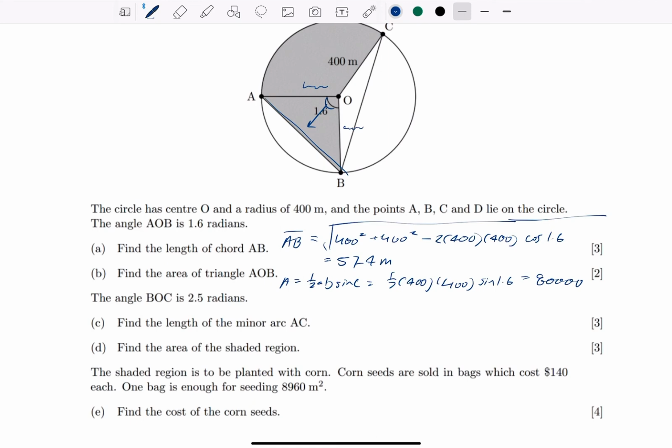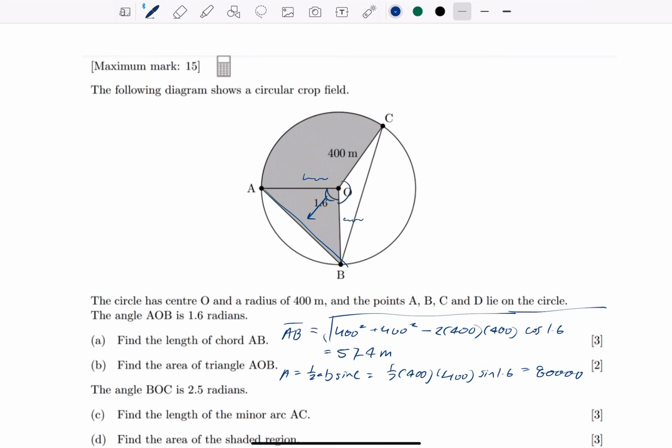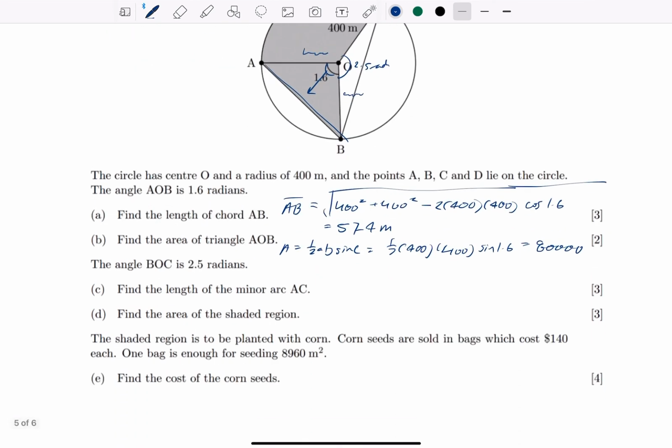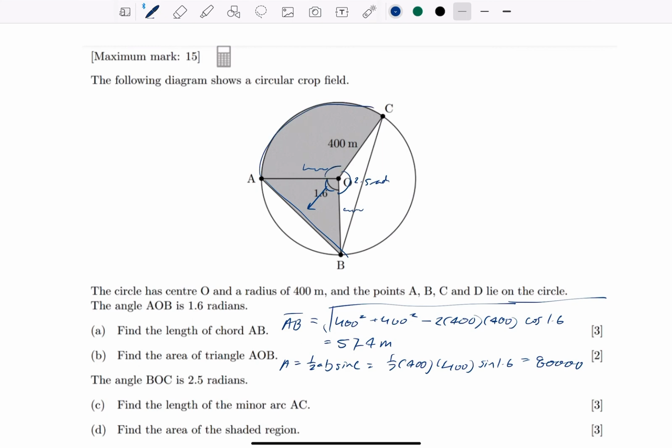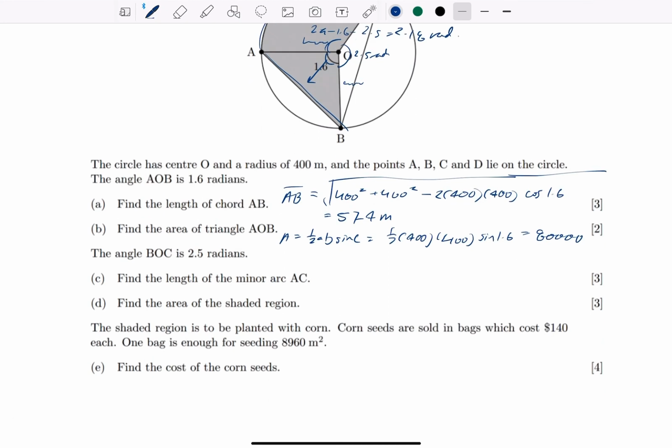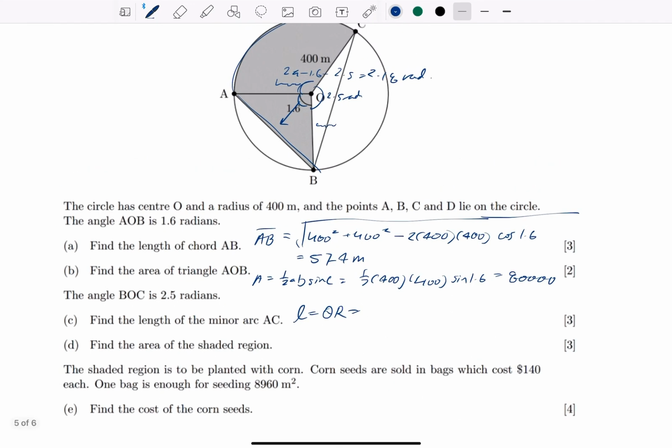Okay. The angle BOC is 2.5 radians. Find the length of the minor arc AC. Well, to find that, we need to know what this angle is. This is just 2 pi minus the angles we know. And if we plug that in to our calculator, this is just 2.18 rad. And if we find the length, our length of the minor arc is just equal to our radius times theta, and that is just 2.18 times our radius, 400. We get 873 meters.